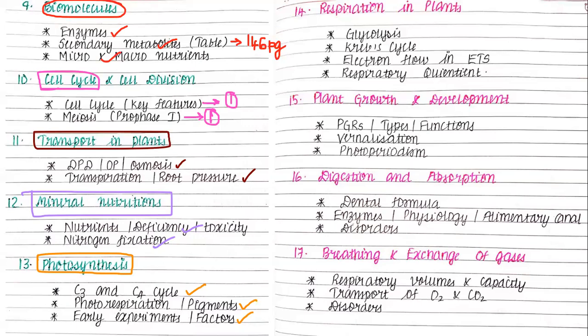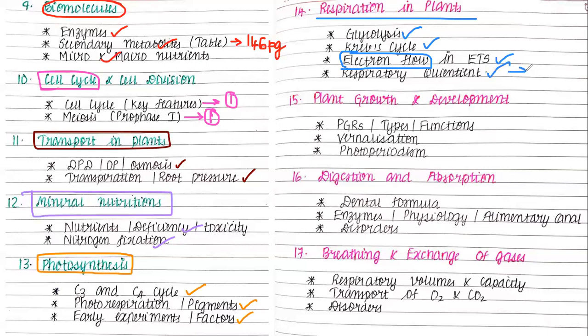Coming to the chapter respiration in plants. Glycolysis is important, Krebs cycle is important. This topic is very important. What is complex 3? Complex 4 facilitates the transport of electrons from dash to dash. When you read the textbook, you'll find it out. Electron flow in the ETS, electron transport system, very important.